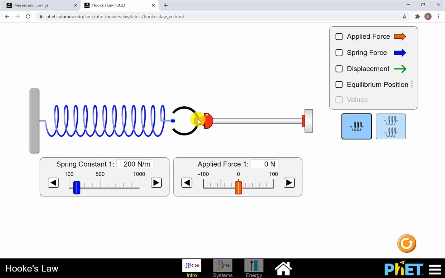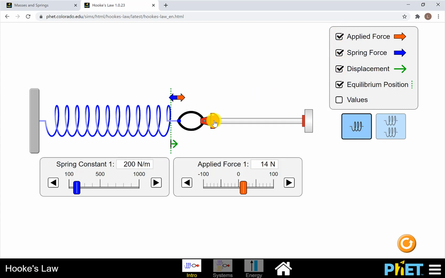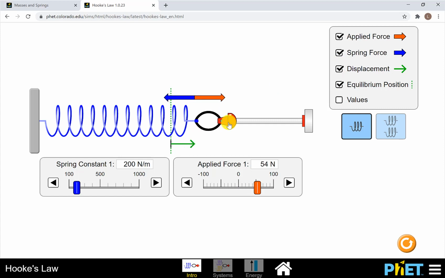Here I got a spring, and here I got a little hand that's going to pull on a spring, which will apply a force. I'm going to turn on the equilibrium position, that green dotted line. When the spring is not stretched or pulled, the tail end here is called the equilibrium position. Now, if I turn on the applied force, spring force, and displacement, notice if I pull on this spring, I'm going to stretch it.